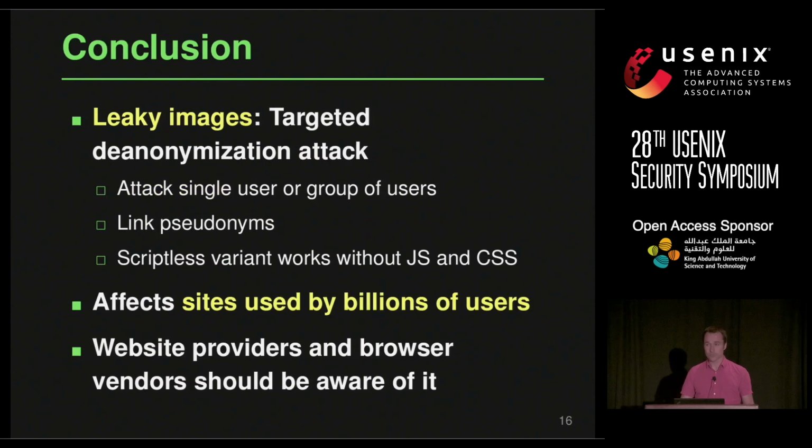All right, so in conclusion, I've presented Leaky Images, which is a targeted de-anonymization attack in the web. I've presented the basic variant of this attack, which allows you to track whether a specific single user is visiting your website, and also an extension that works for groups of users. It can also be used to link pseudonyms to each other. And finally, all of this works in a scriptless way, if you want, without any JavaScript and without any CSS.